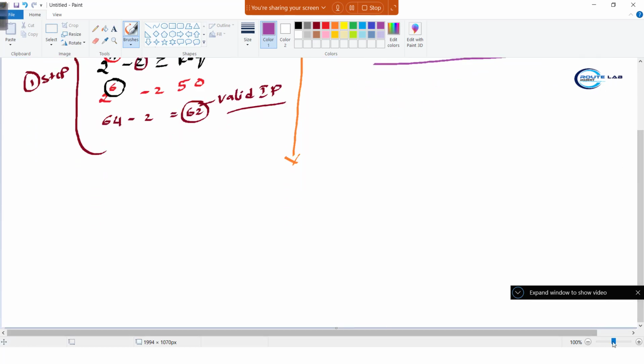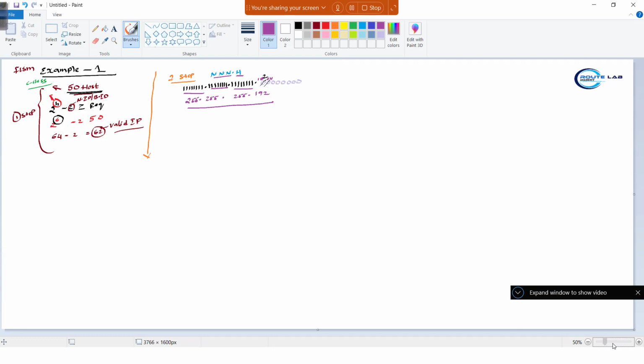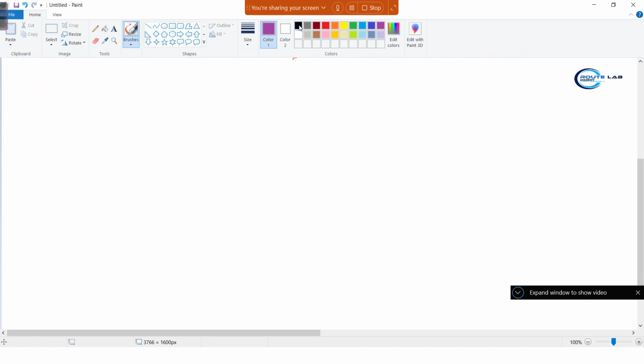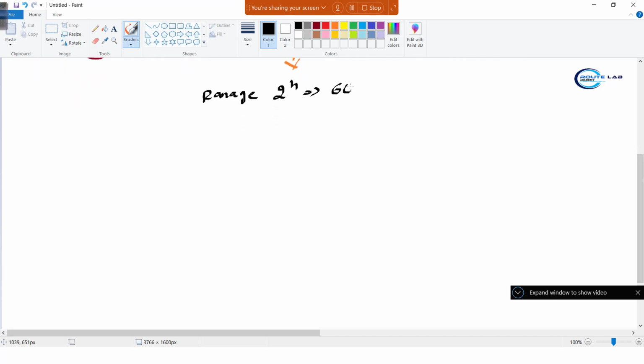Now we require the third step of calculation. In the third step, we need to write the range. Whenever you are writing the range, it is always written based on the 2 power h value. 2 power h is nothing but your h value, which means a group of 64 hosts.